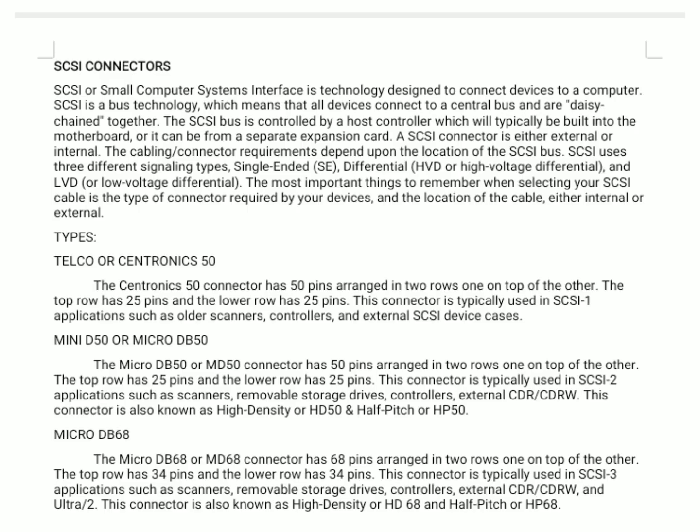SCSI connectors. SCSI, or Small Computer System Interface, is a technology designed to connect devices to a computer. SCSI is a bus technology, which means that all devices connect to a central bus and are daisy chained together.